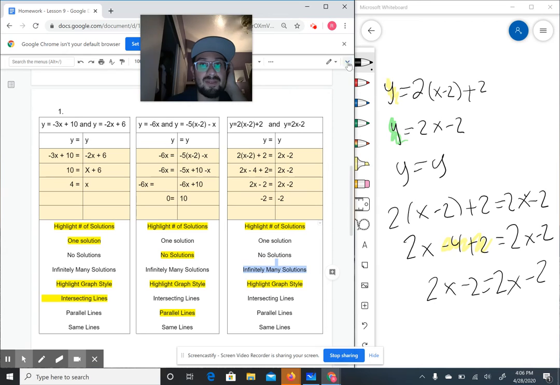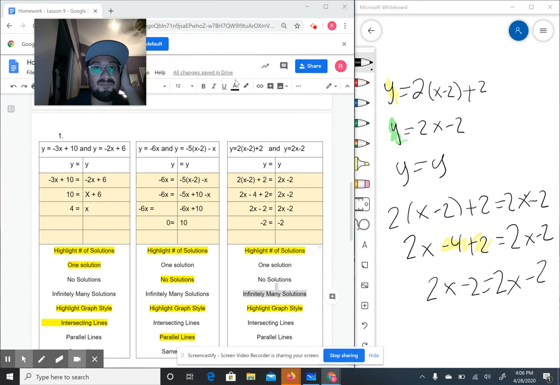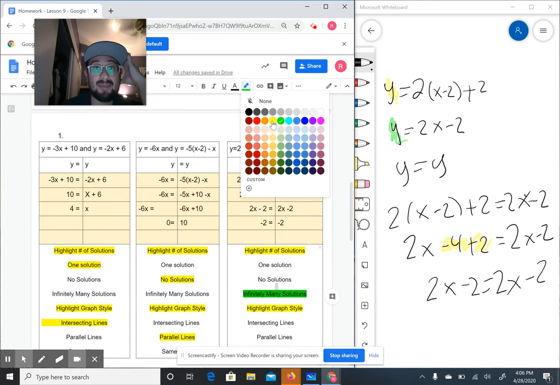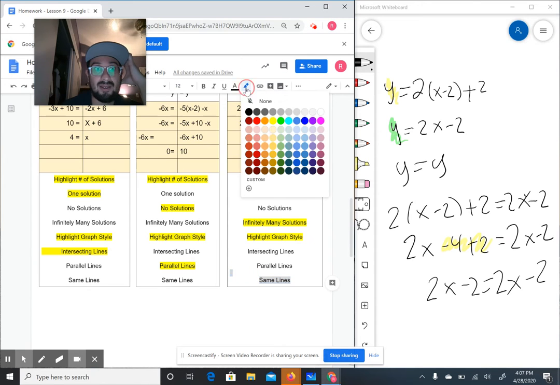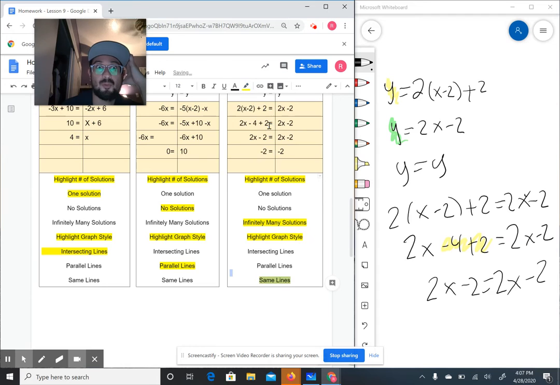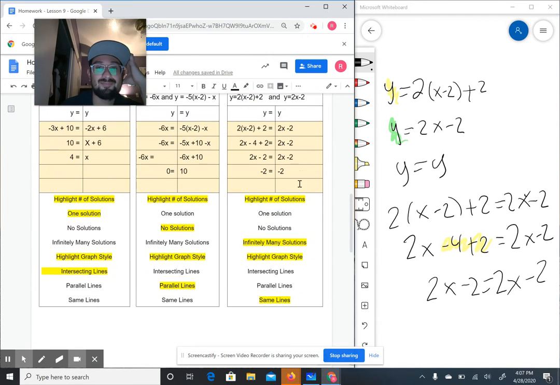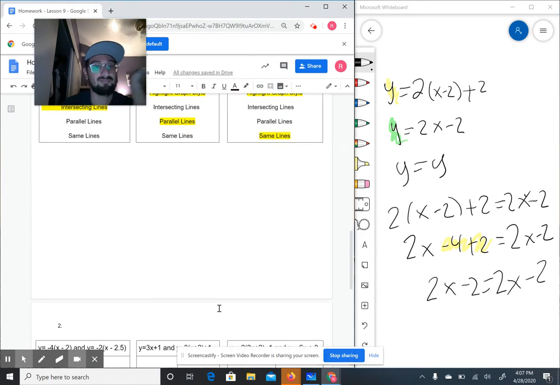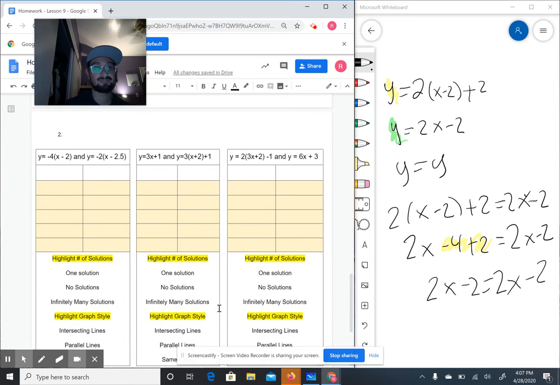And what that also means is that if it's infinitely many solutions, that means that there must be the same line. They're the same. Okay. So infinitely many solutions must mean that they're the same line. Let's go down to the next set of problems.